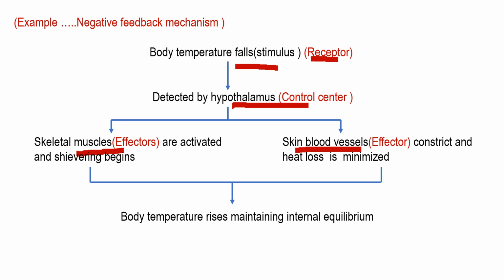Skeletal muscles start shivering, which helps in generating heat. Skin blood vessels constrict, and in this way heat loss is minimized and heat is retained in the human body. In this way body temperature rises and homeostasis is maintained. So initially body temperature is falling down, but finally body temperature has risen again. So again in this example, the negative feedback mechanism reversed the initial stimulus to maintain equilibrium.